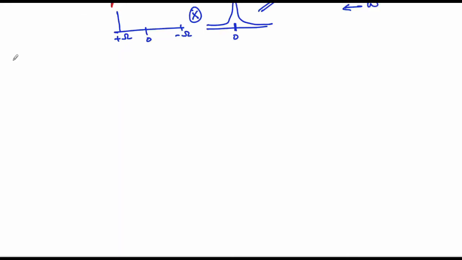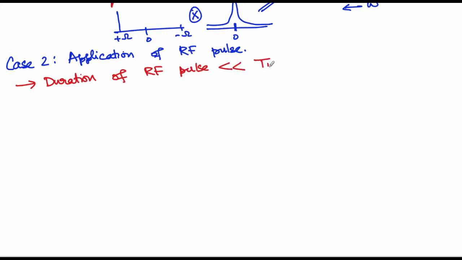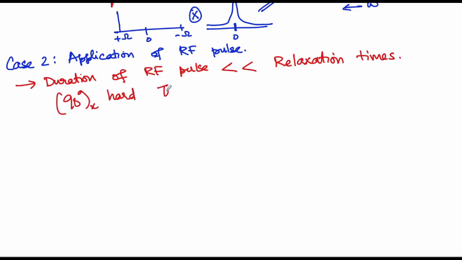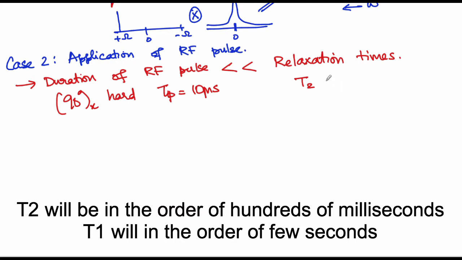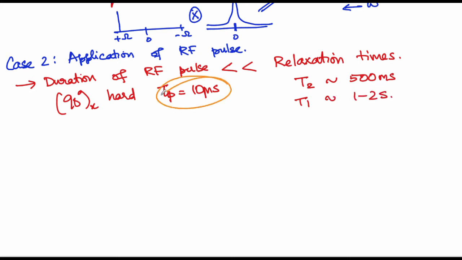Now, let us consider case 2, application of an RF pulse. Here we assume the duration of the RF pulse is much less than the relaxation times. So let's take for example the 90 degree hard pulse that we applied. We said the duration of the pulse is in the order of microseconds. Typically, for small molecules, T1 will be in the order of, say, 500 milliseconds, which is half a second, and T2s will be in the order of 1 to 2 seconds. The pulse is much, much smaller in comparison to the relaxation delay. So therefore, this is a fair assumption to have.